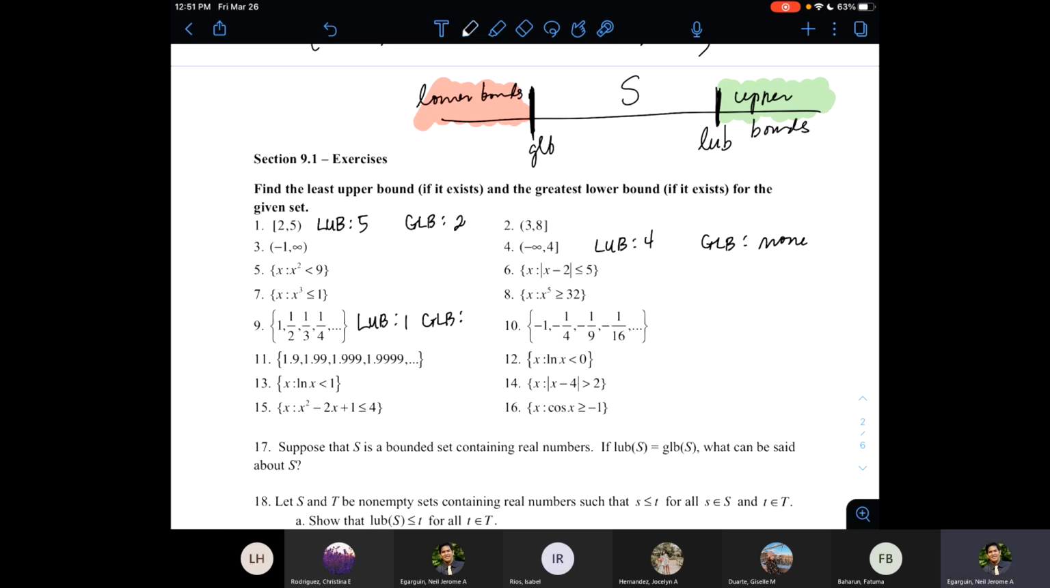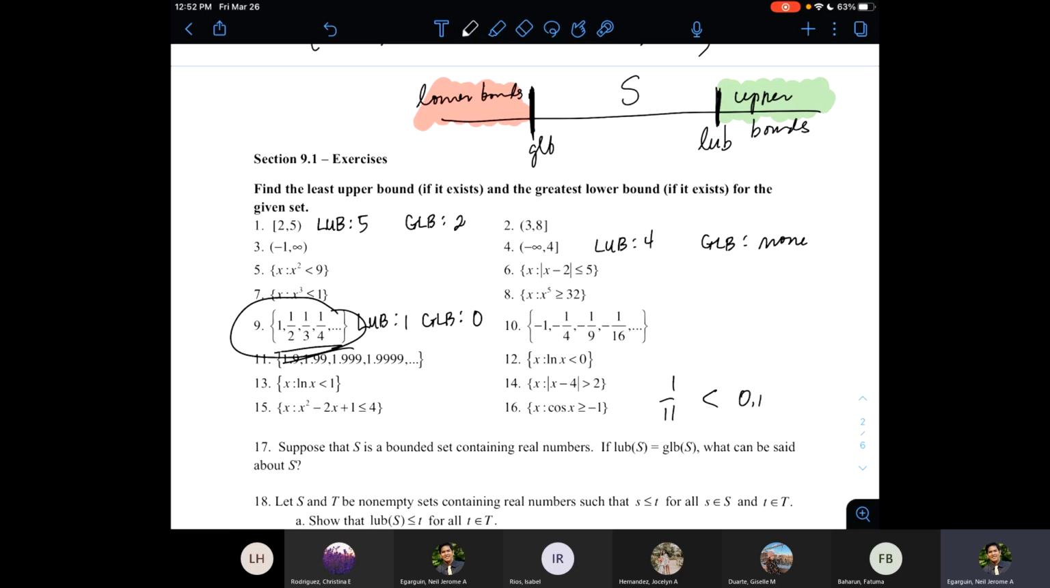The greatest lower bound is going to be 0, right? Because 0 is a lower bound, but if you go higher than 0, that will not be a lower bound anymore. What you see here is the pattern gets smaller and smaller. If you say 0.1, definitely it's not a lower bound because 1 over 11 is inside the set, and 1 over 11 is smaller than 0.1. So 0.1 is not a lower bound.